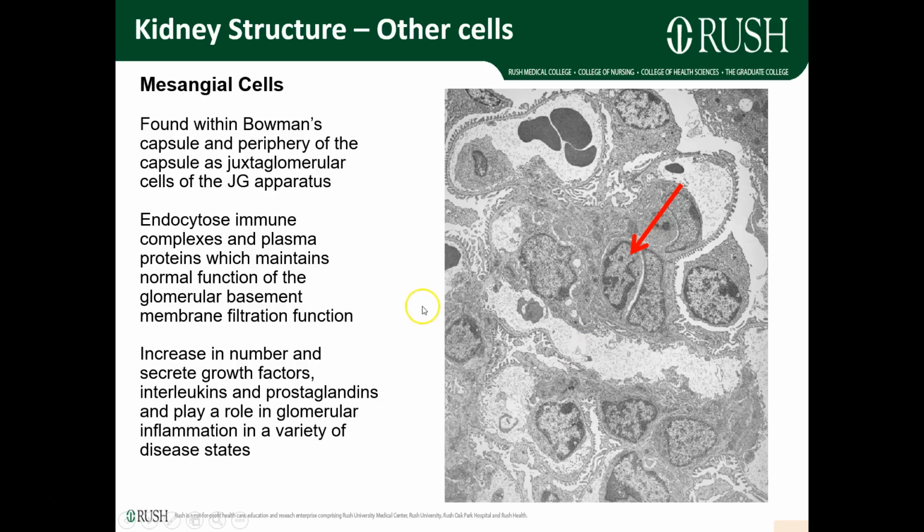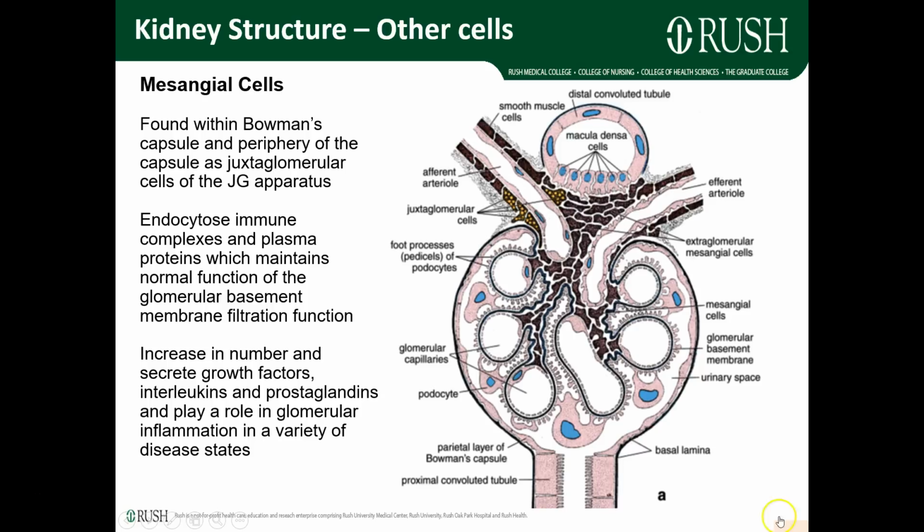One other structure that we should think about while we are in the Bowman's capsule or glomerulus itself is the mesangial cells. These are found in the Bowman's capsules and also in the periphery of the juxtaglomerular cells or the JG apparatus. Just to make that clear to you, I'm going to bring back the slide that we saw before. So now these are the cells that we are talking about, the extraglomerular mesangial cells, as well as in here in the Bowman's capsules. This will give you some idea where these cells are before we proceed any further.